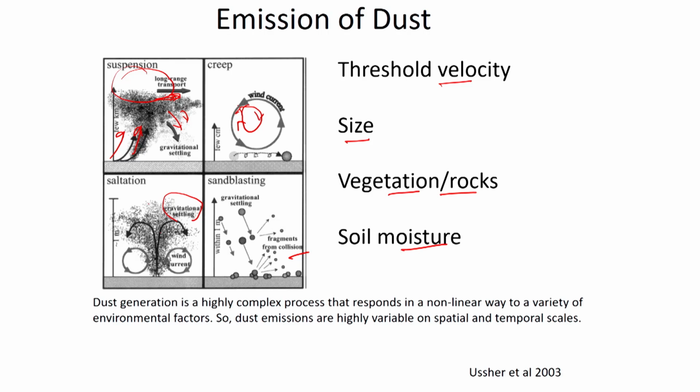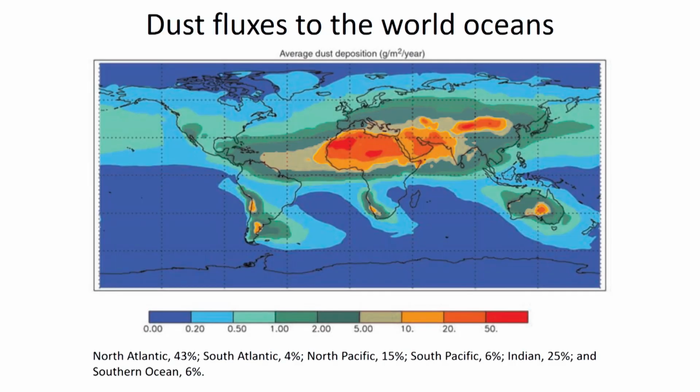ones. So dust generation is a very complex process that responds in a non-linear way to a variety of environmental factors. So dust emission is highly variable on a spatial and temporal scale. Because of this, even if you have a very high threshold velocity, if it is covered with vegetation and rock, or the soil moisture is there, the dust will not be uplifted. So there will be very little dust emission in this case.